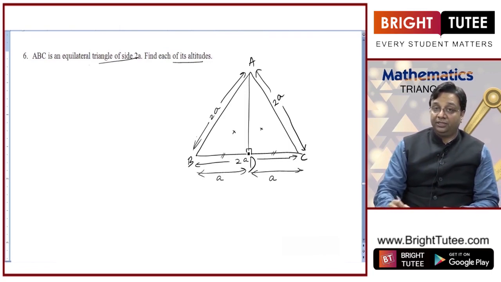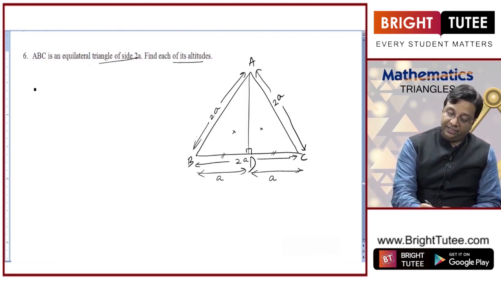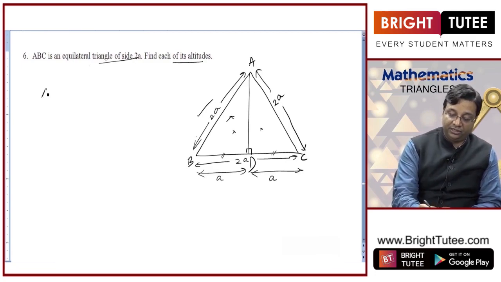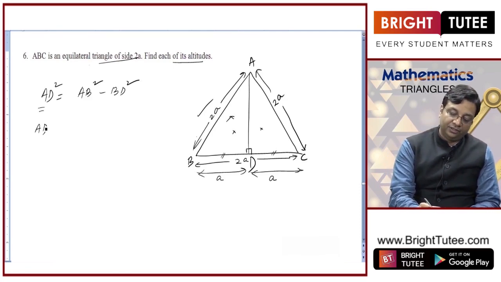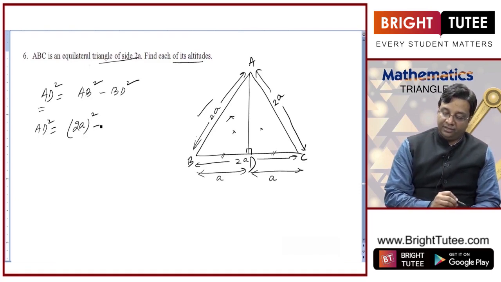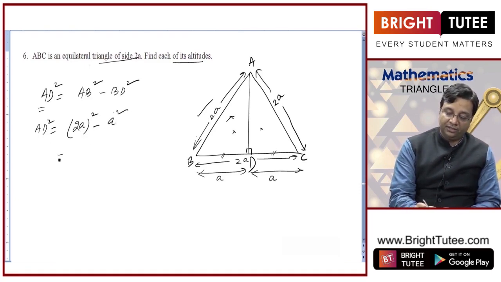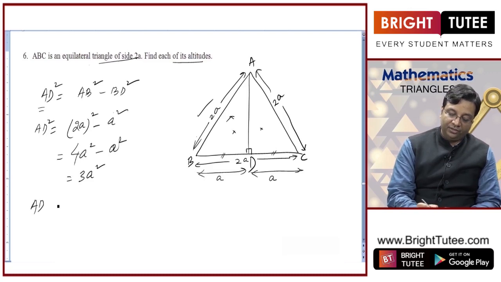If you know this much, then it is very easy to apply Pythagoras theorem in one of these triangles. Let us apply Pythagoras theorem in this triangle. AD square will be equal to AB square minus BD square. AD square is square of its altitude, right. AB square means 2A squared, BD squared is A squared. So, this is 4A square minus A square, that is 3A square. So, AD or length of altitude will be equal to root 3 into A.